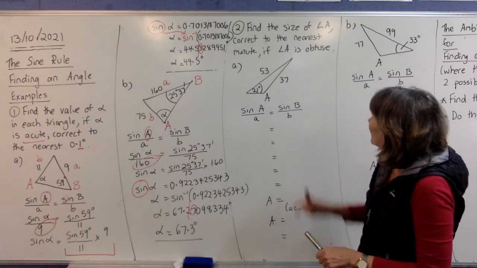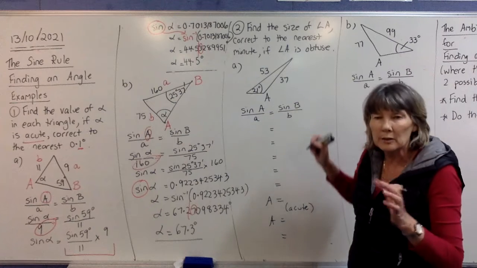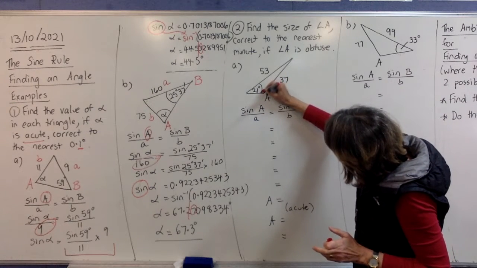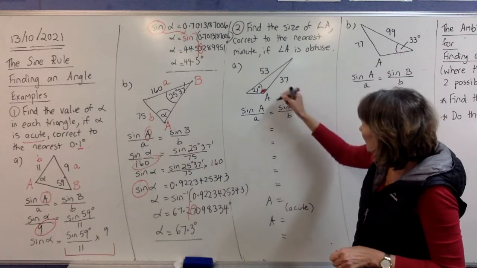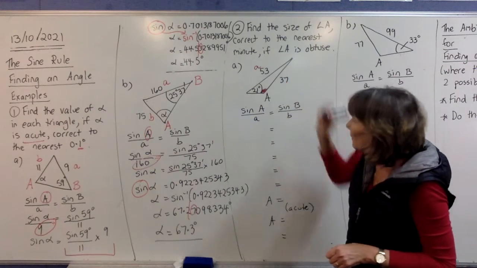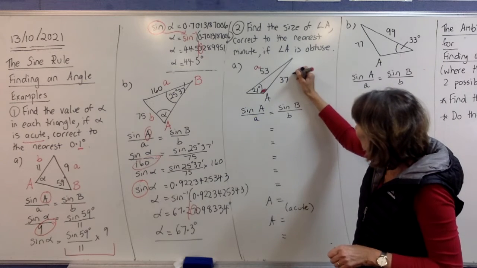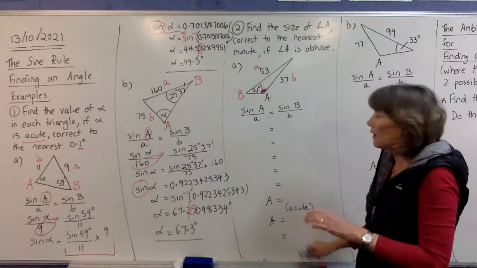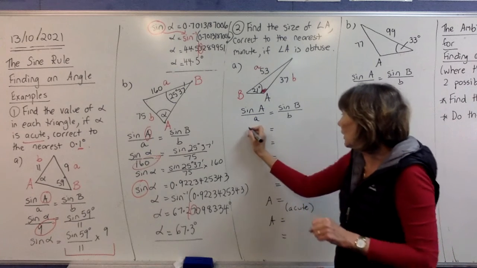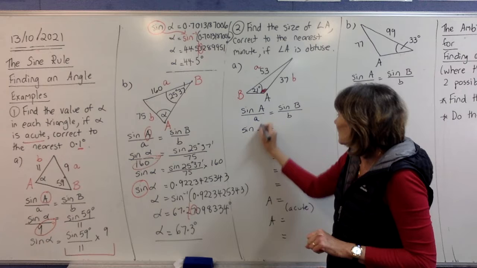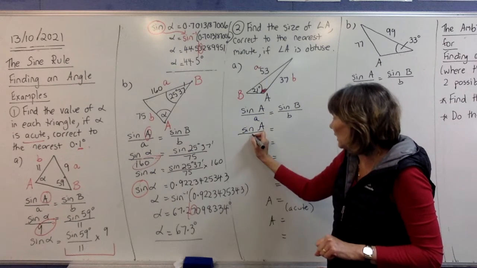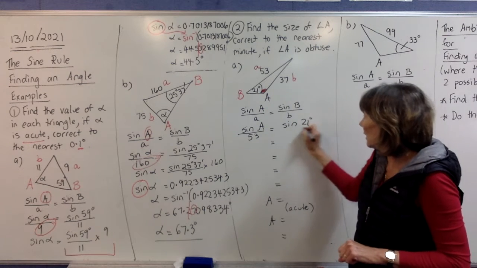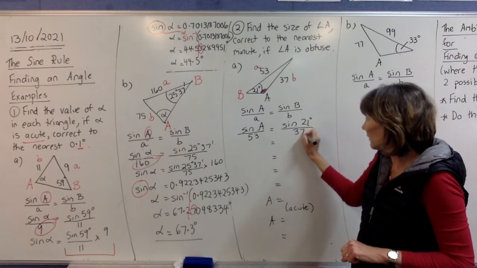We are finding the size of angle A. Now, it's a bit tricky looking at some of these diagrams, but angle A is there. That's what we're looking for. So there's angle A. Little a will be opposite it. Here's little b, and the angle B will be opposite it. All right, so just be a bit careful when they're long, skinny sort of triangles. So we've got sine A over 53 equals sine B, 21 degrees, over little b, 37.